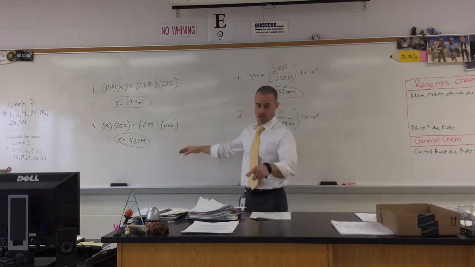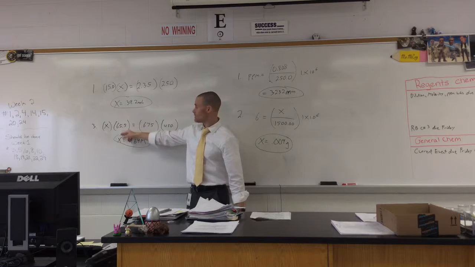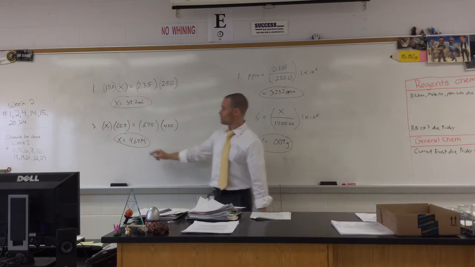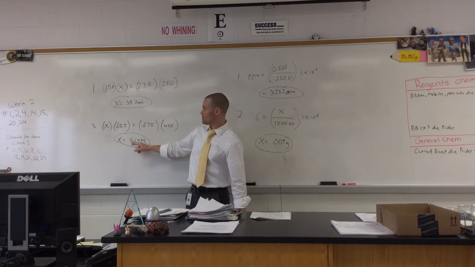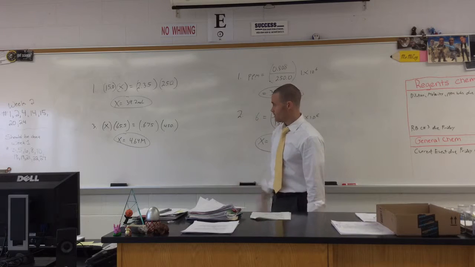Number 3 on the dilution, they give you volume 1, that's the volume of the stock solution. They give you M2, that's the dilution. They give you V2, you're looking for the concentration of the stock solution. So you do the math, 4.64 moles per liter is number 3.